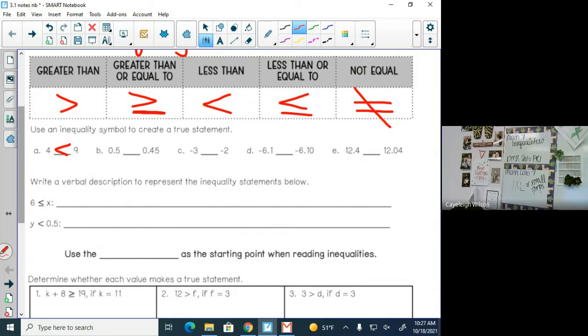All right, on B, 0.5 or 0.45. Preston? 0.5 is bigger than 0.45. It's farther away from 0, which makes it bigger. 0.5 is a half. Would you rather have 0.5 of a pizza or 0.45 of a pizza? 0.45 is less than half.